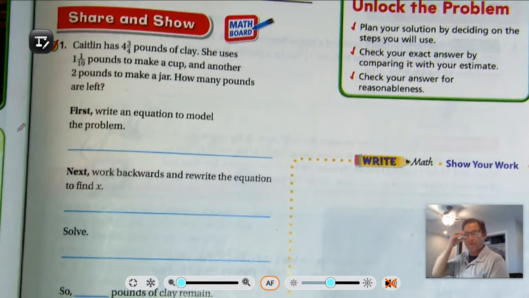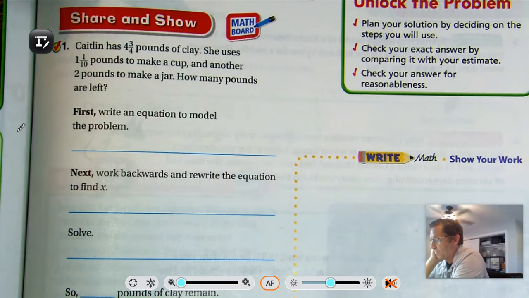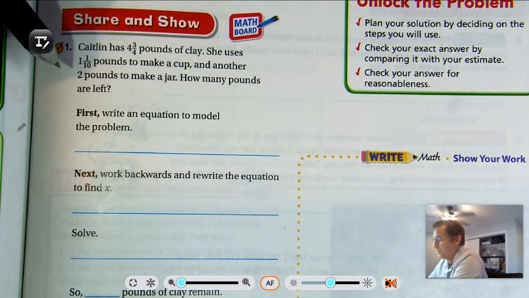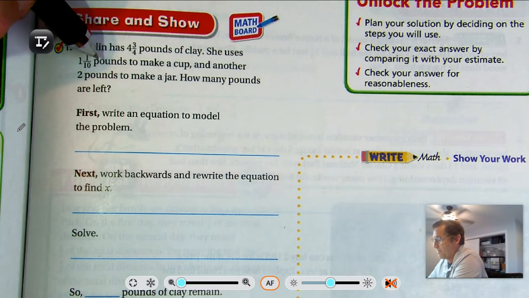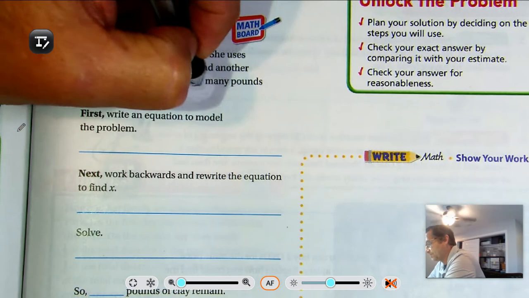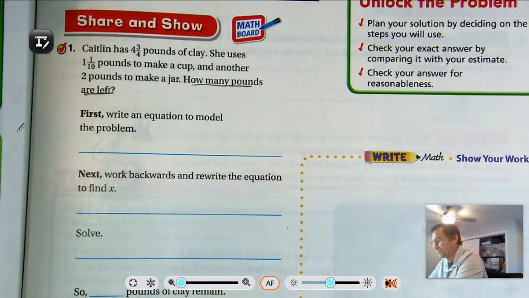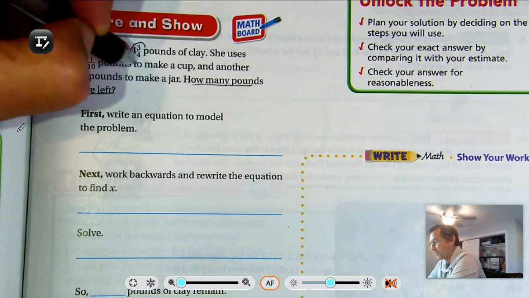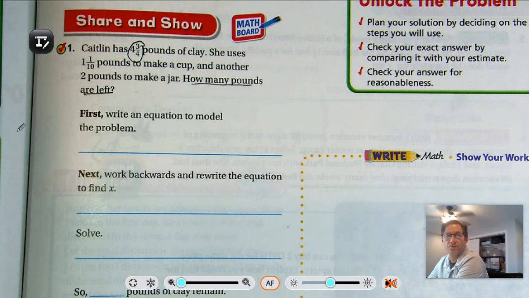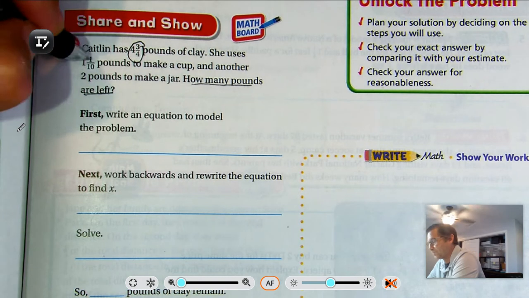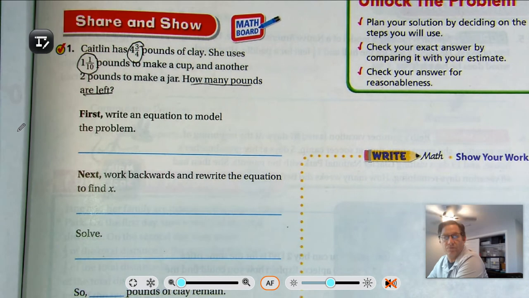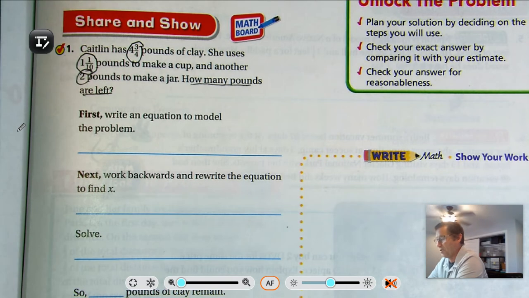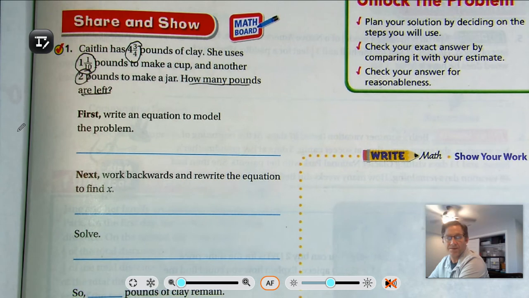Caitlin has 4 3/4 pounds of clay. She uses 1 1/10 pounds to make a cup and another 2 pounds to make a jar. How many pounds are left? So first, write an equation to model the problem. Well, she has 4 3/4 total pounds of clay. She used 1 1/10 to make a cup and another 2 pounds to make a jar. How much is left?